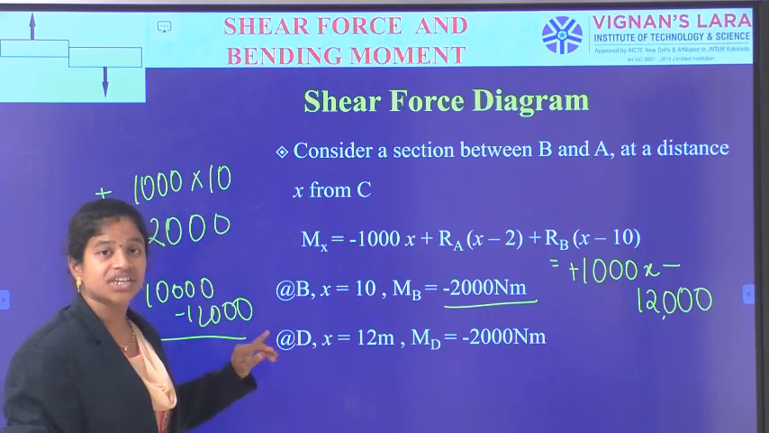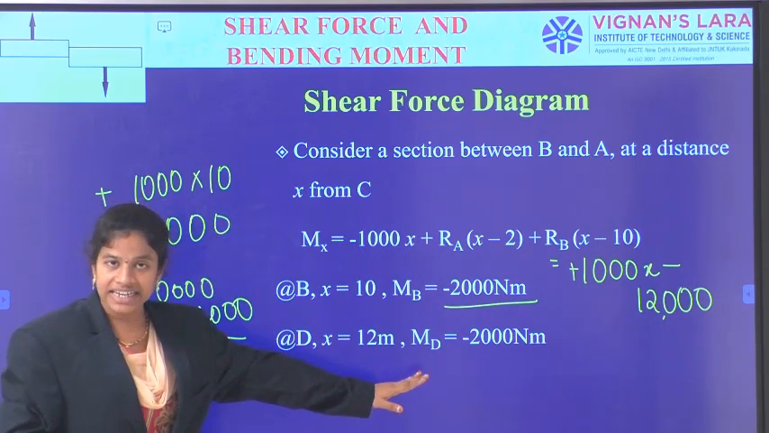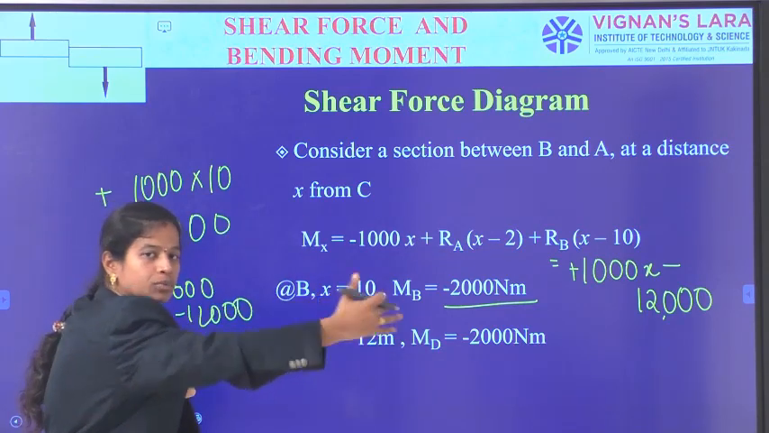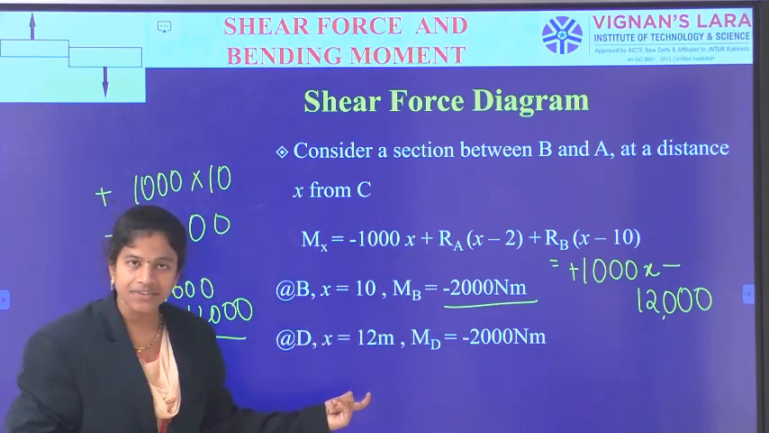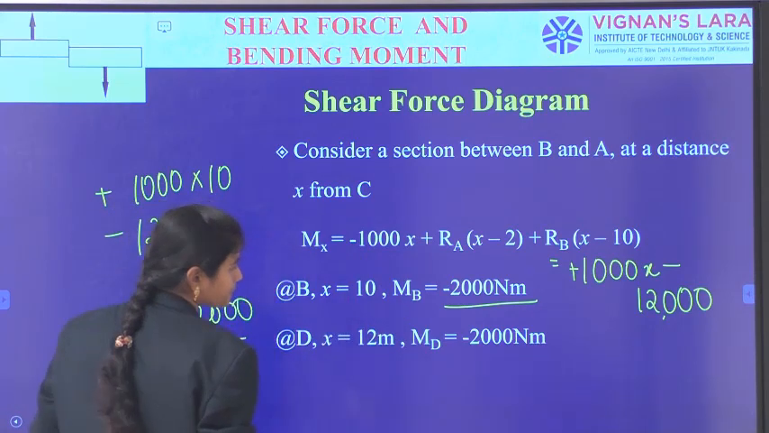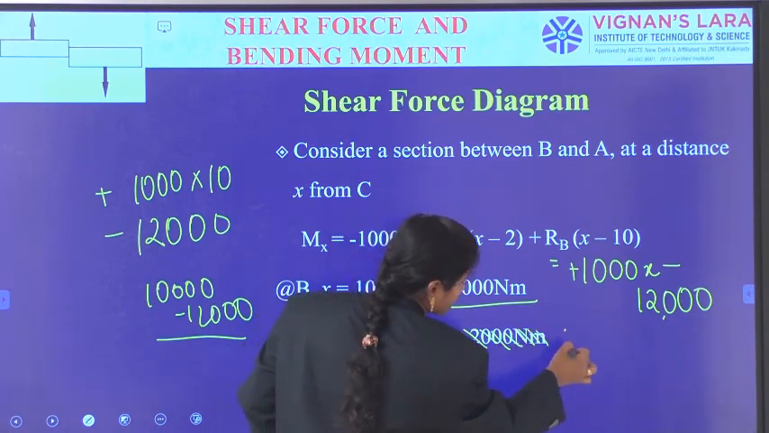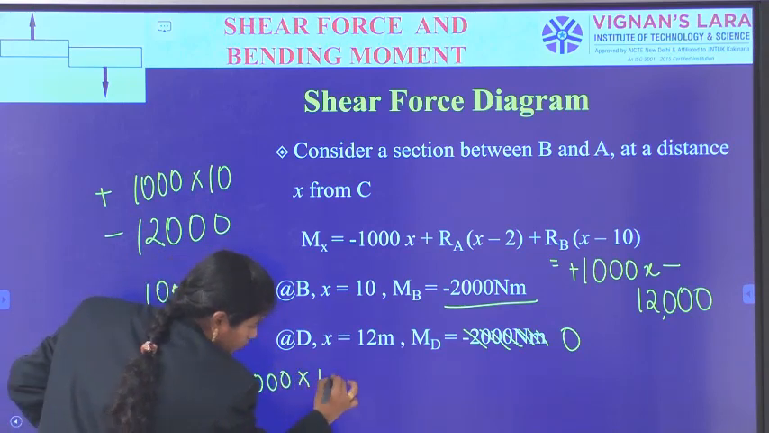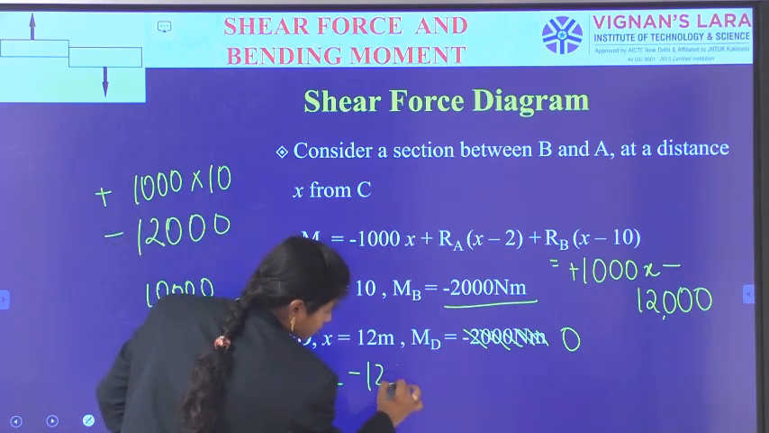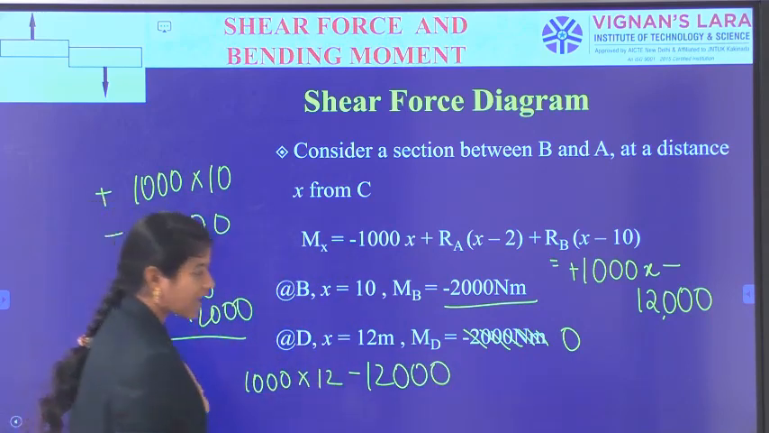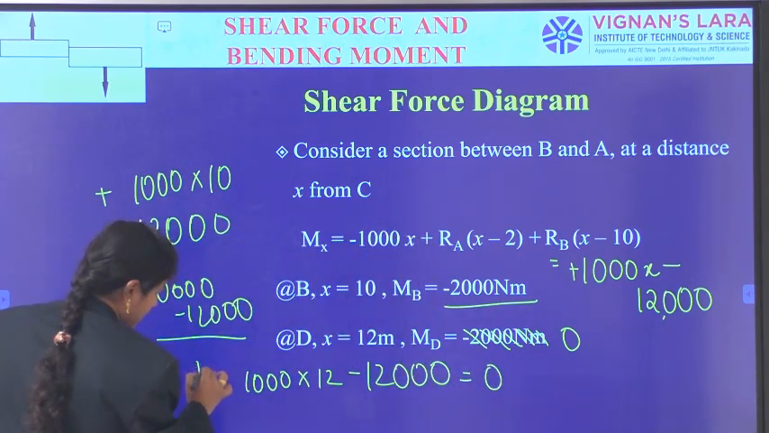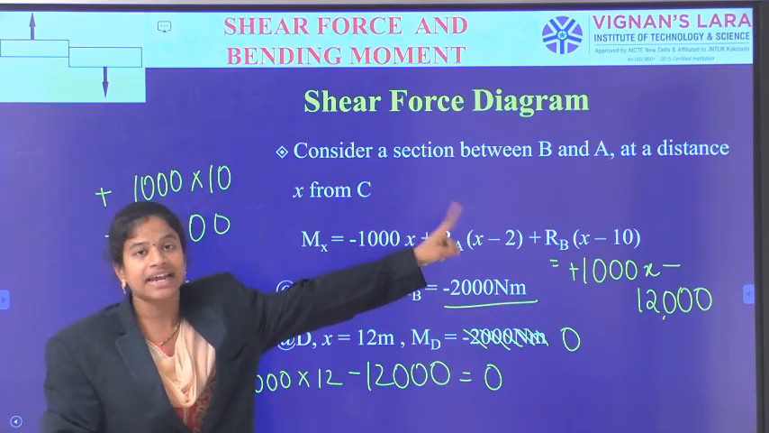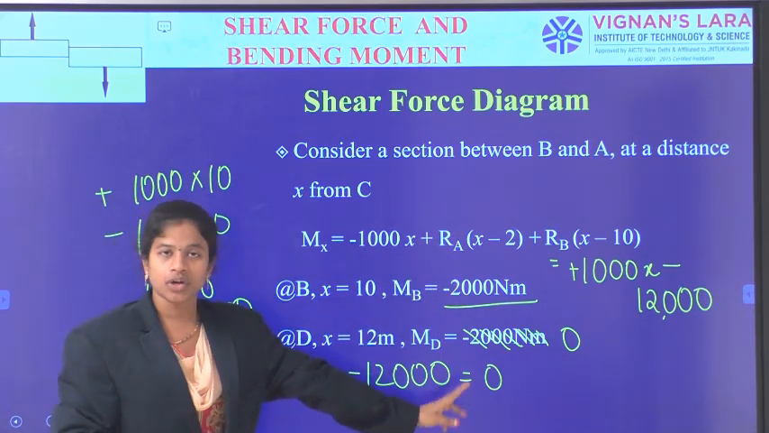Now in the next position where x is equal to 12 meters, that is the indication for point D. From C, 2 meters, 8 meters and 2 meters. So at 12 meters, that is the point D reference, there I have got the bending moment. Observe here. Sorry, this is wrong. We will get 0, as 1000 into 12 minus 12,000. So we have got MD is equal to 0, as capital M suffix D is the 0 bending moment at the complete right end of the overhanging beam. So minus 2000 to 0.